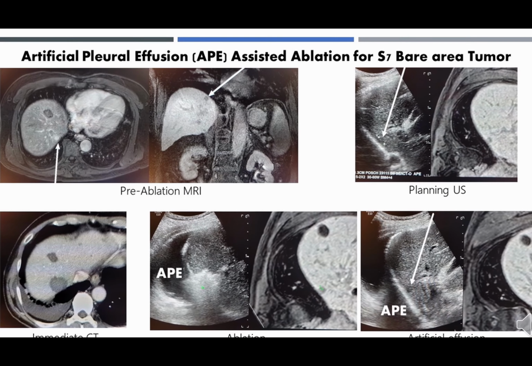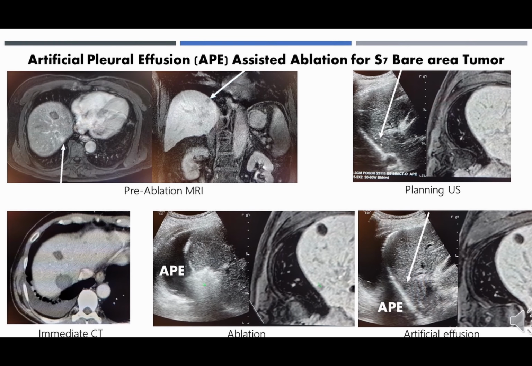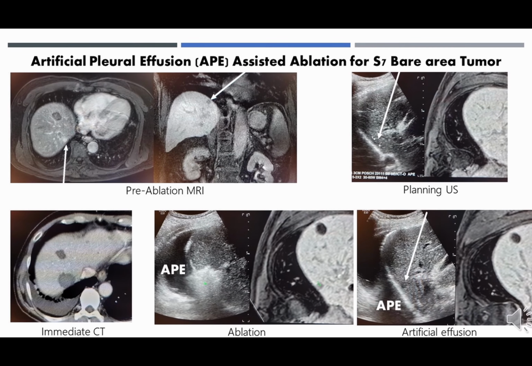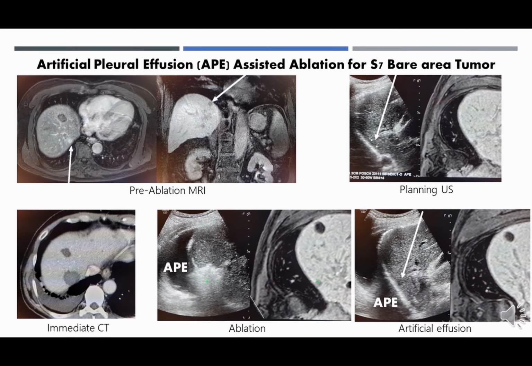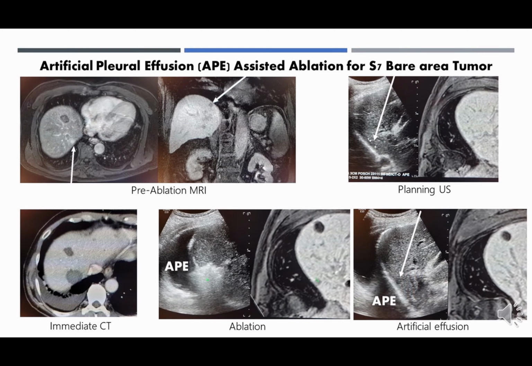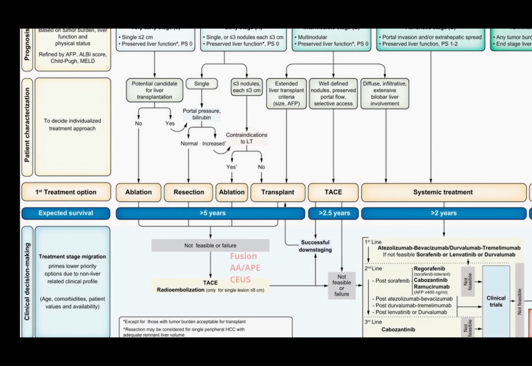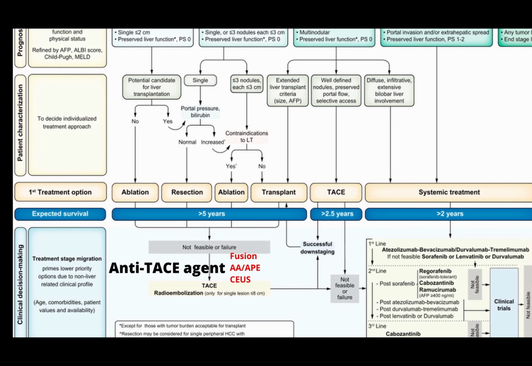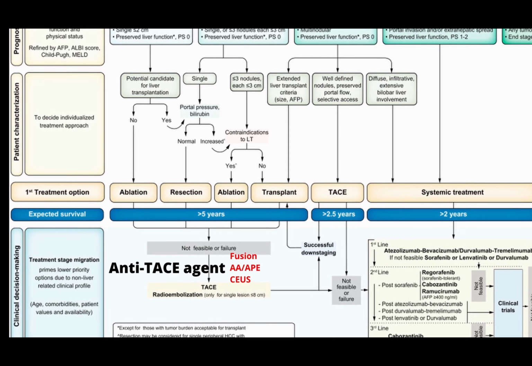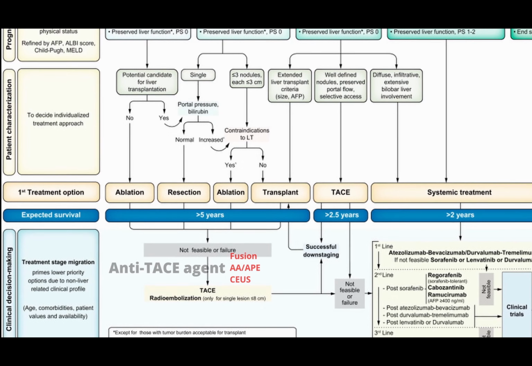Another case for bare area: a very tiny tumor in segment 7, bare area. On ultrasound it is barely seen, but if you use artificial ascites, we cannot separate it here. Definitely thermal damage. So we use artificial pleural effusion, lesion, and ablation. So not feasible or failure for thermal ablation, but we have many solutions: fusion, artificial fluid, and contrast-enhanced ultrasound.